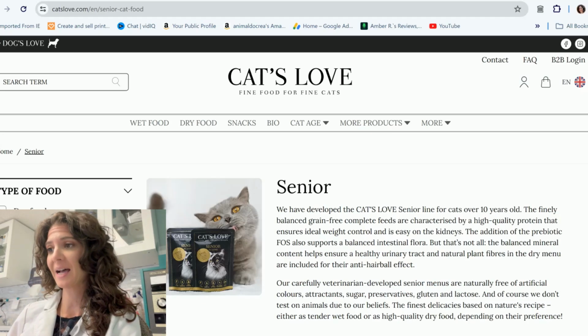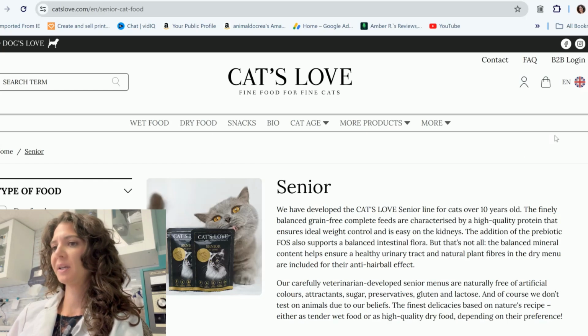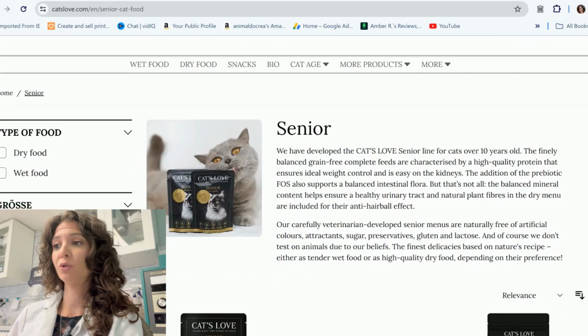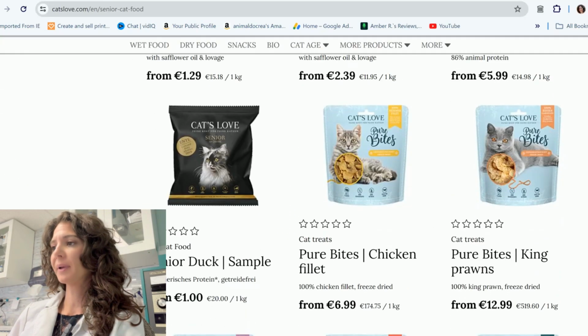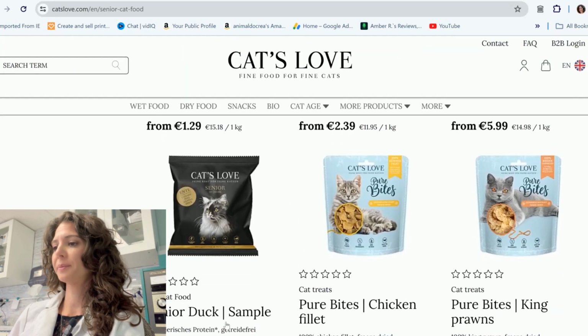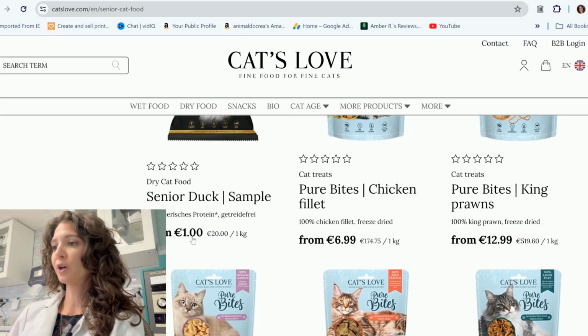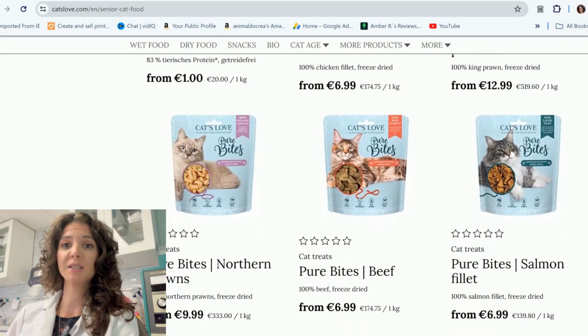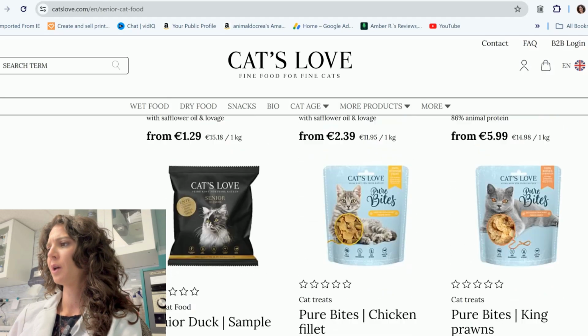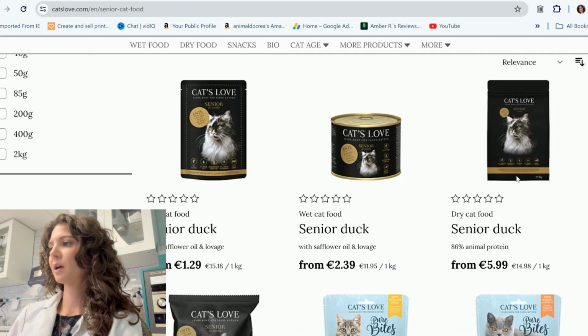we are doing cats. The one we're going to be focusing on today is the senior recipe, because this is the one that they have that falls into our parameters that we're looking for. The neat thing about Cat's Love is you can actually order some sample packages, so that's kind of nice. So for €1, you can get a sample pack. We're going to be sticking to the dry today, but they do have some canned options if that meets your fancy here. Let's go to their dry formula.